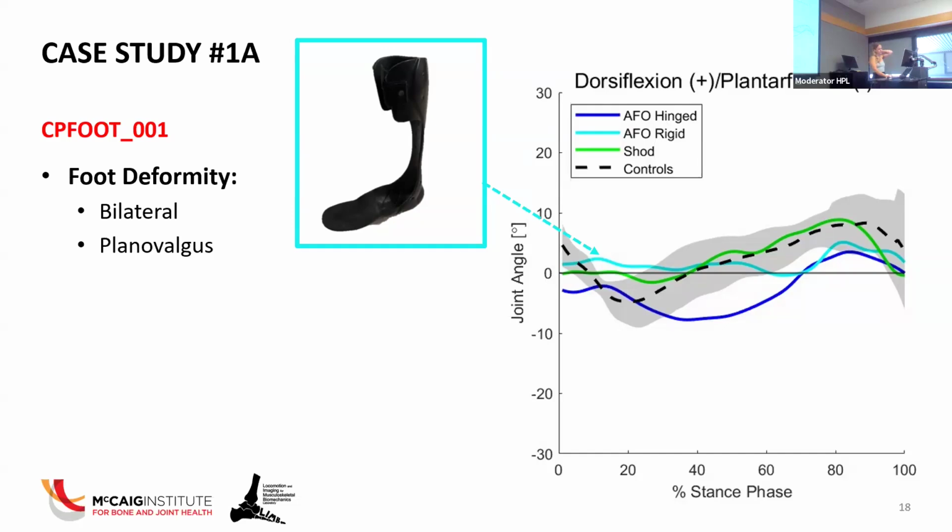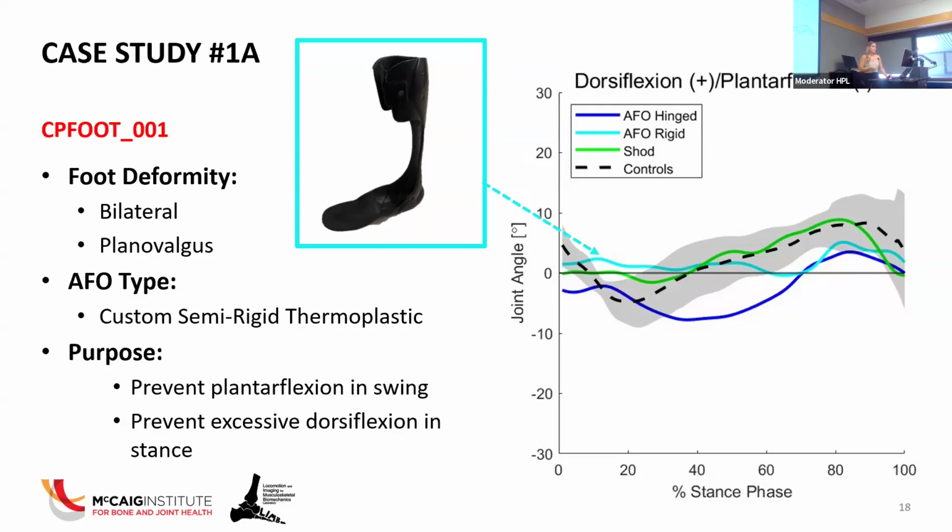So for this first individual, their foot deformity was planovalgus, and they were prescribed an AFO that was a semi-rigid thermoplastic, as seen in that blue box there. So we're looking at the light blue joint angle as we're going across here. The purpose of this AFO was to prevent plantar flexion in swing and then prevent excessive dorsiflexion in stance phase.